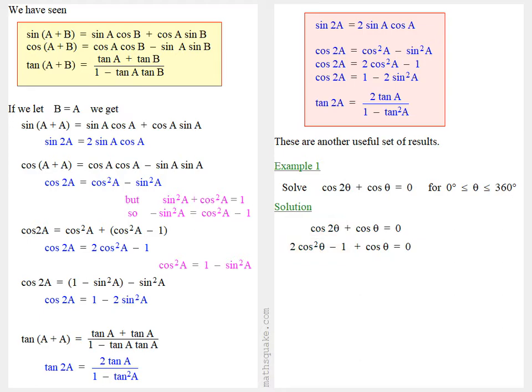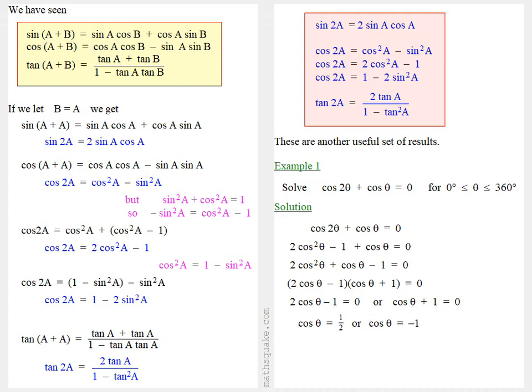So we have 2 cosine squared theta minus 1 plus cosine theta equals 0, which can be rearranged as 2 cos squared theta plus cos theta minus 1 equals 0, which is a quadratic equation in cos theta. Now we can factorise the equation as 2 cos theta minus 1 times cos theta plus 1 equals 0. Now that means 2 cos theta minus 1 is equal to 0, or cos theta plus 1 is equal to 0. So cos theta is equal to a half, or cos theta is equal to minus 1.